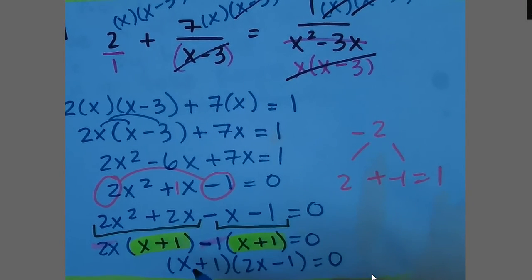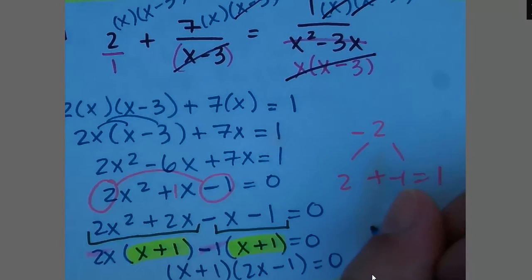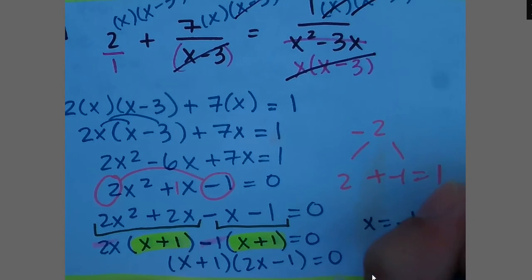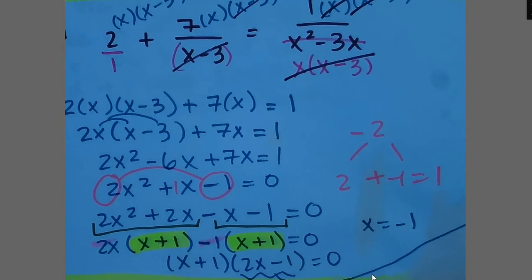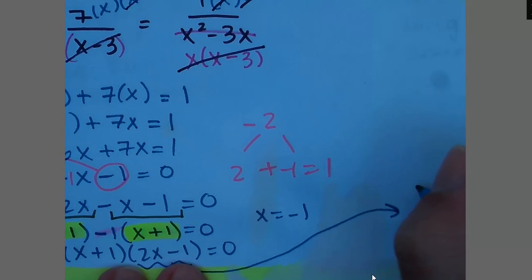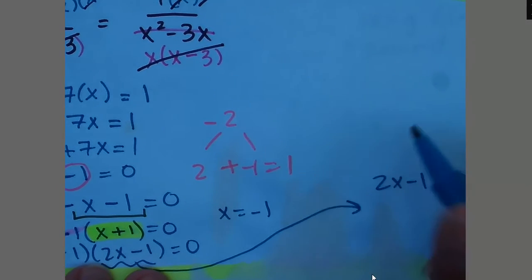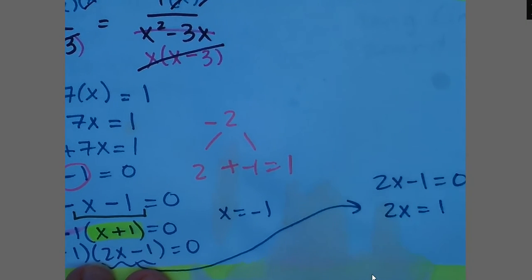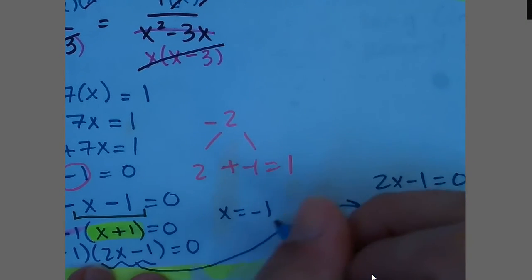And now my real answer here, so my number that works, is going to be whatever makes these 0. So one of them is going to be x equals -1. But the other is going to take a little bit of solving. So this is probably the longest problem that you could ever possibly have. We're going to have to do 2x minus 1 equals 0. So I'm going to have to add the 1 to both sides. You get 2x equals 1. And then I have to divide by 2. So x equals 1/2.